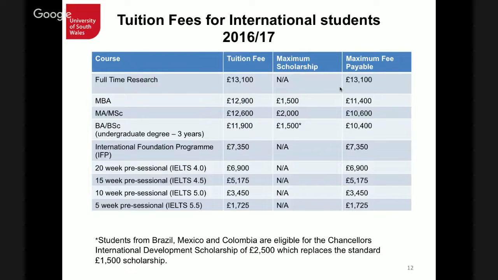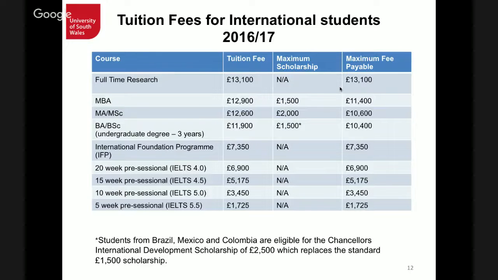So there isn't an additional scholarship application. And you'll know if you've been successful for a scholarship because we will make a note of this on your offer letter. So for the MBA, the cost is £12,900. The scholarship for that is £1,500. That means that you would pay £11,400 for the entire year that you're studying with us.